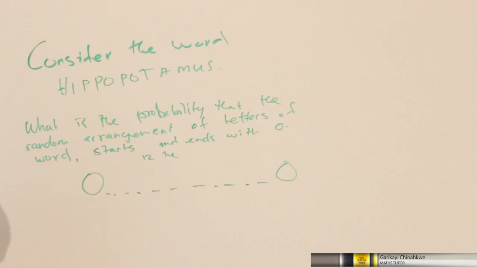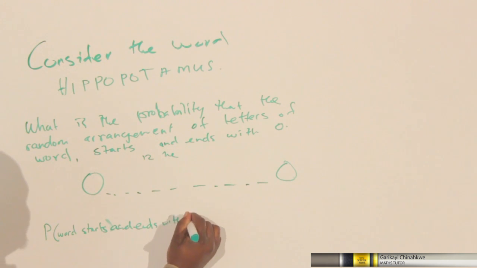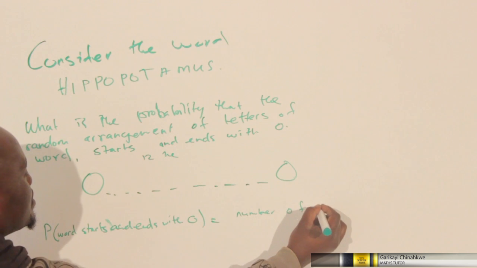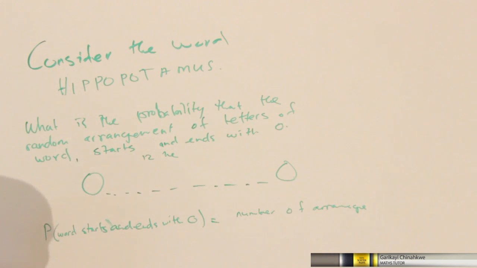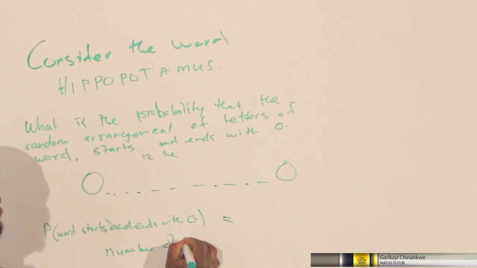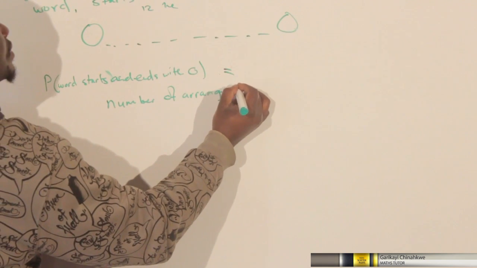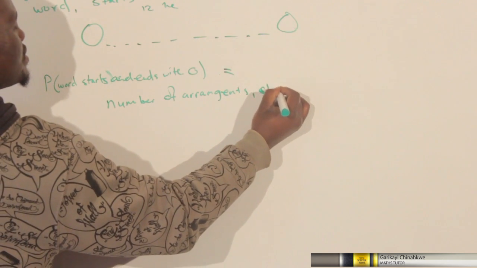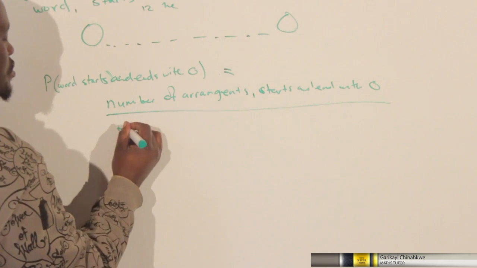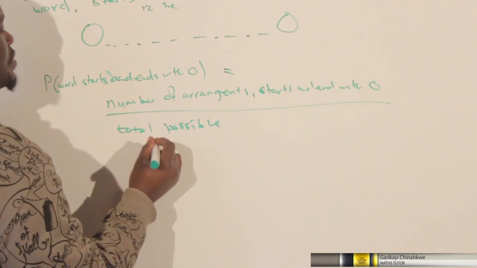But before, you know that for us to calculate probability, the probability that the word starts and ends with O is given by the number of arrangements where it starts and ends with O, over the total number of possible arrangements.